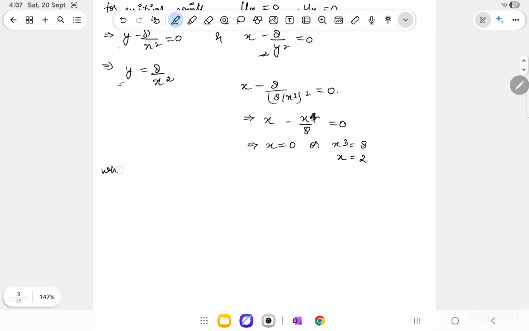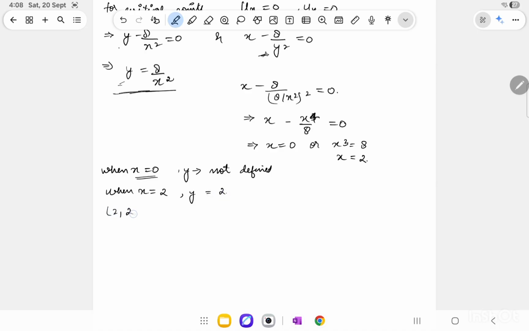So when my x is 0, if I calculate the value of y, then y is not defined. So from here I cannot say that 0 comma infinity is a saddle point. Now let us check when x is equal to 2, then my y is basically 8 by 4, that is 2 only. So 2 comma 2 is basically a critical point.